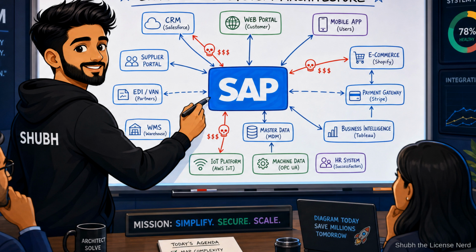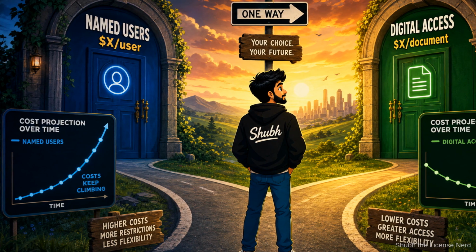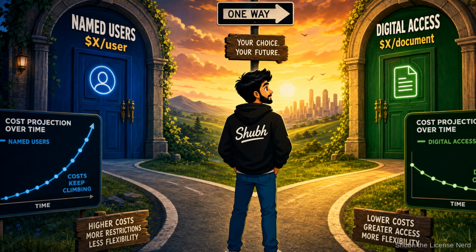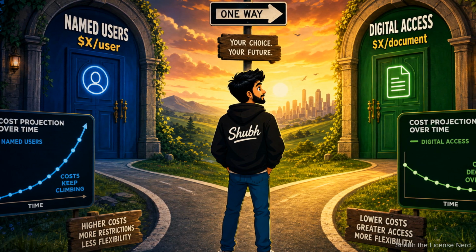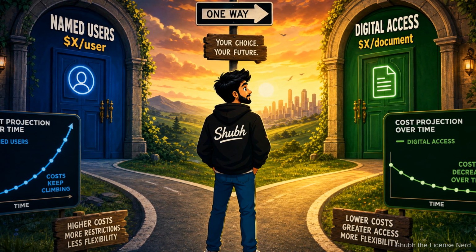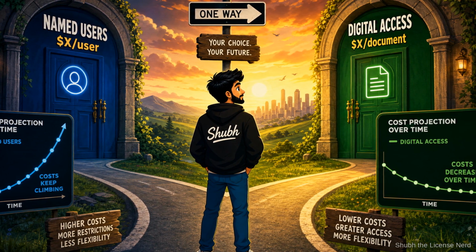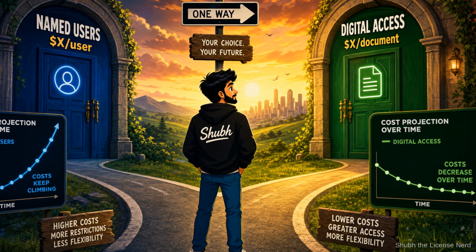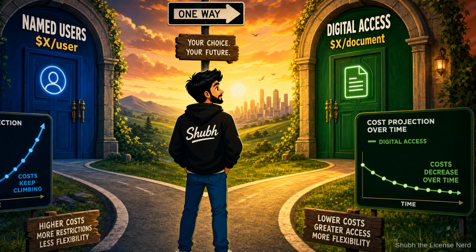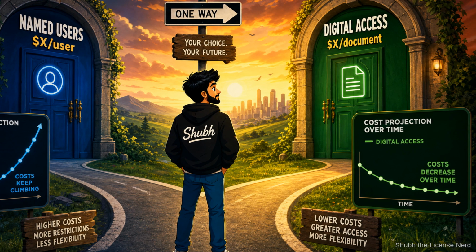Step 5. The Digital Access Decision. If you're on the legacy model, you need to calculate both scenarios. Scenario A. License all indirect users as named users under your current contract. Scenario B. Move to digital access and pay per document. Here's the critical analysis. Count how many documents each connected system creates per year. Multiply by SAP's per document pricing. Compare to the named user cost for all indirect users.